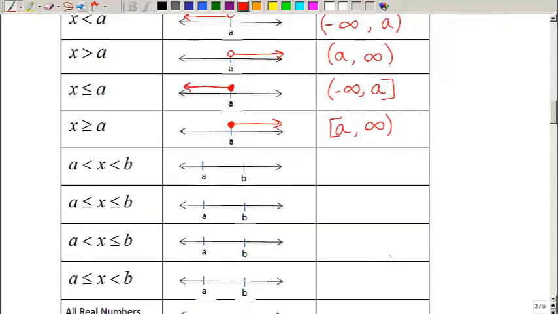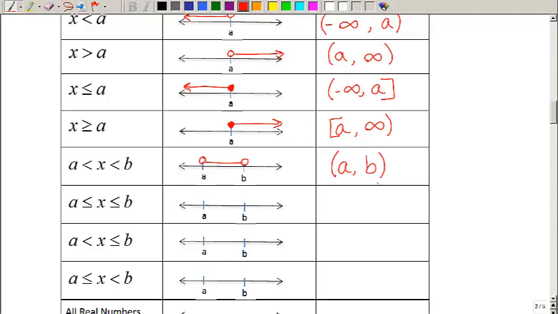Notice that the next four have two endpoints, a lower endpoint and an upper endpoint. If a is less than x, which is less than b, in inequality notation, that tells us we have open circles on a and b, and I have all the values in between them. In interval notation, we simply write the lowest endpoint, comma, the highest endpoint. I use parentheses because I cannot include either endpoint.